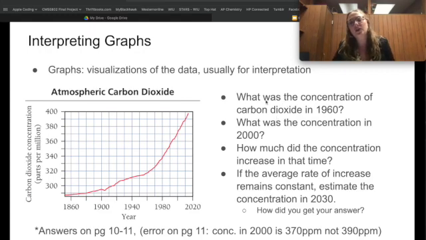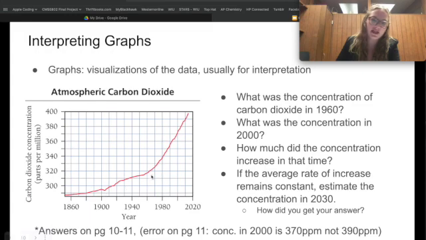If I wanted to know what the concentration of carbon dioxide is in 1960, I can see that the years are labeled in about 40-year gaps with a little dash in between. So I can count these as 20 years each. I would think this is 1860, 1880, 1900, 1920, 1940, and 1960. So if I want to know how much carbon dioxide there was, I would just follow up that 1960 line and see where it intersects our data line.